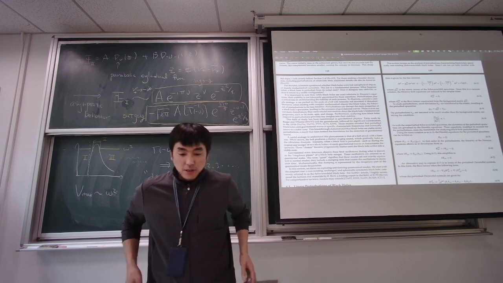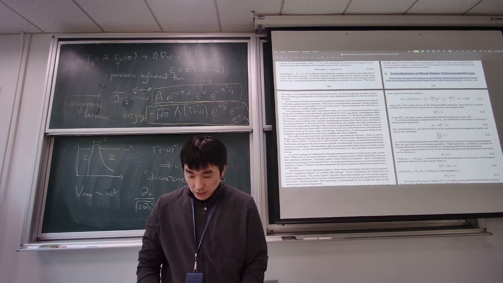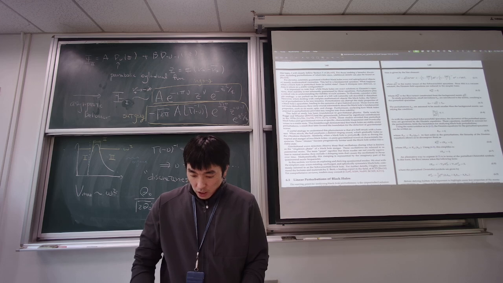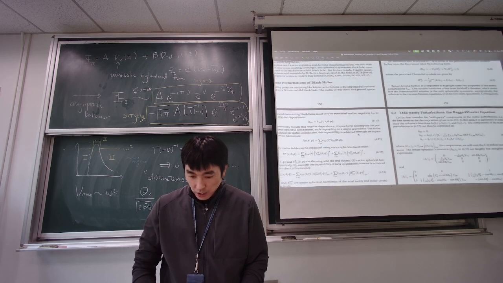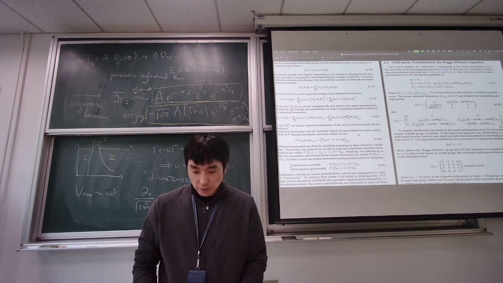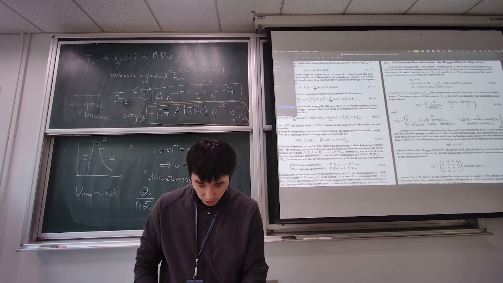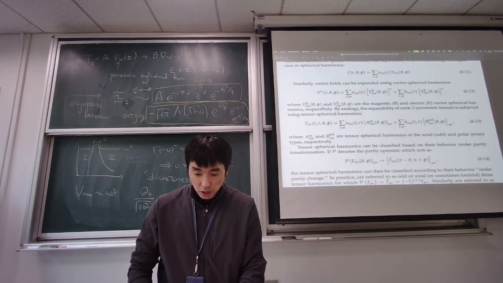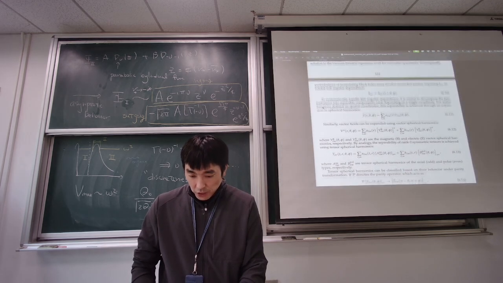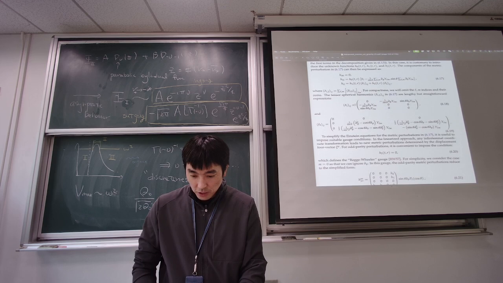Okay, I'll be brief. I wrote this perturbation of black holes in the last section, and then the derivation of the Regge-Wheeler equation. The derivation of the Regge-Wheeler is written here. Last time I didn't, so this is the spherical decomposition. I will explain how it happens later.